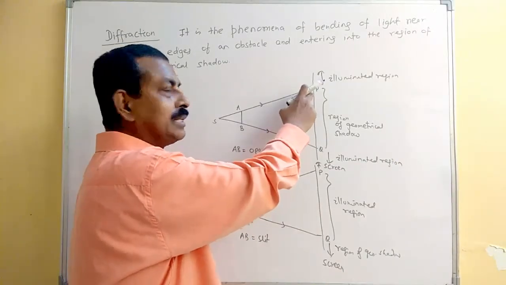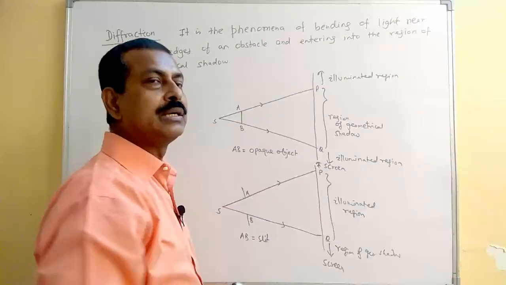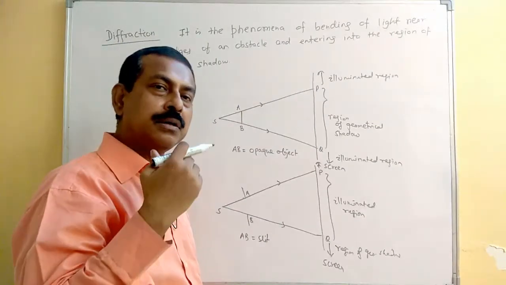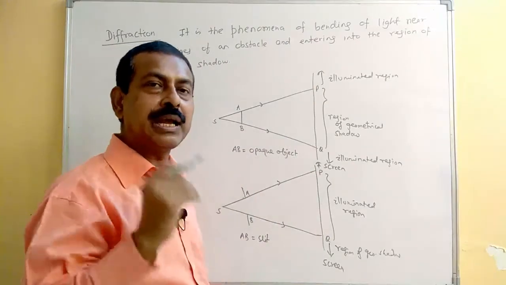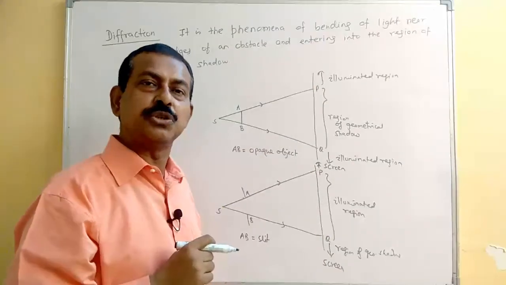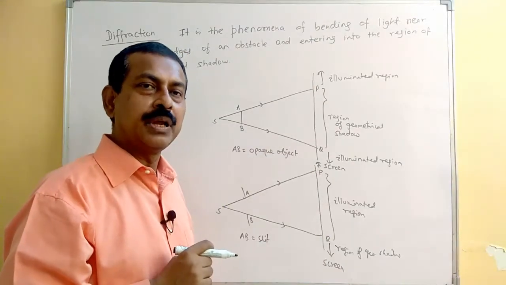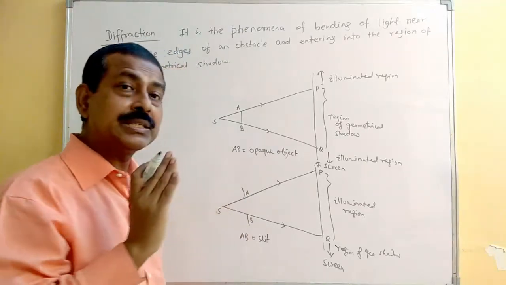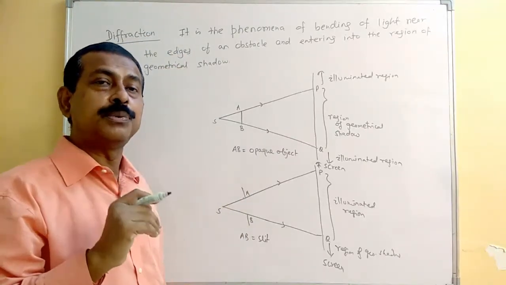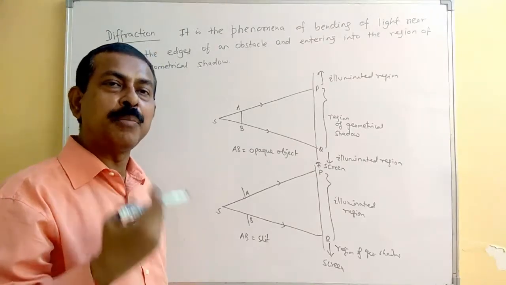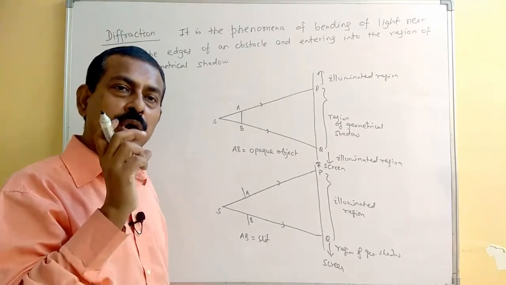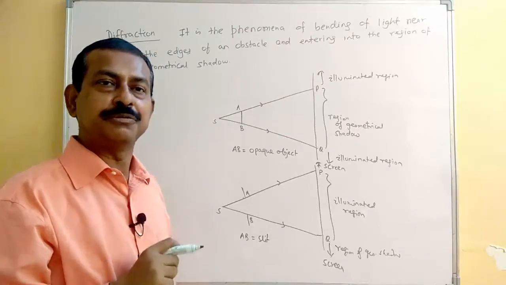So that is definitely a region of the geometrical shadow. But if you get light in this part or this part, that will indicate that light has bent near the edges of the obstacle and has entered into the region of the geometrical shadow. But the main thing is that this will be observed more prominently when the size of the obstacle becomes comparable with the size of the wavelength of the wave.